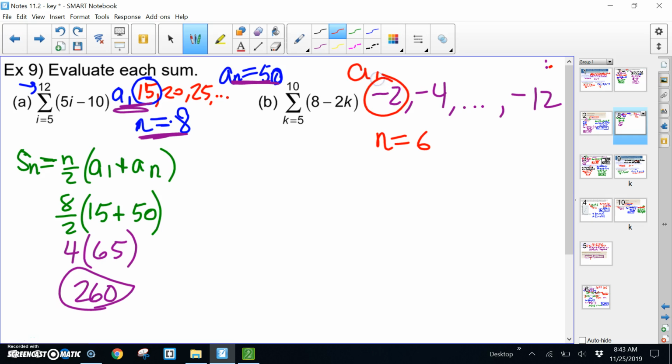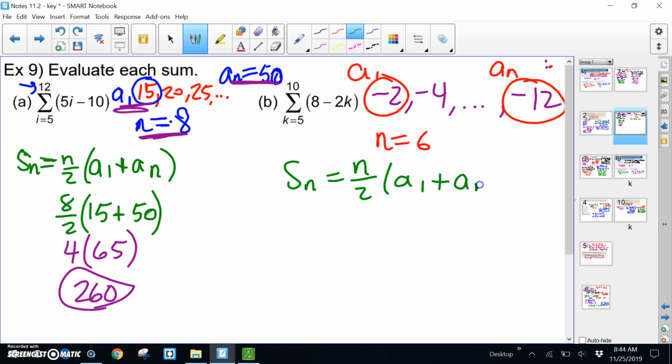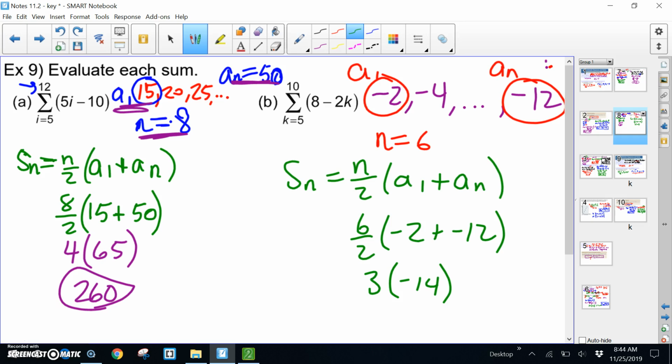I know a1 is negative 2. I know an is negative 12, and I know n is 6. Looks like I can do the exact same thing I just did a minute ago. That sum is going to be n over 2 times the quantity a1 plus an. So we can go 6 over 2 times the quantity negative 2 plus negative 12, or 3 times negative 14 is negative 42. That's it. The sum of those terms, that sigma, is negative 42.